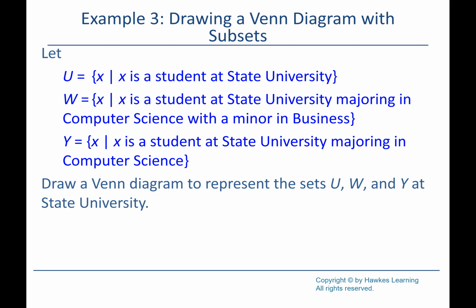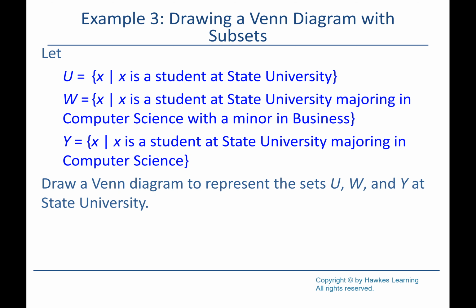W, because on W it says this is all the people majoring in computer science, but all these people also have a minor in business. On Y, it's just the people majoring in computer science, and we don't care what their minor is. They could have a minor in something else. So the idea here is that everybody that's in W, they're all computer science majors. They're all also going to be in Y because these are just computer science majors. Does that make sense? Okay.